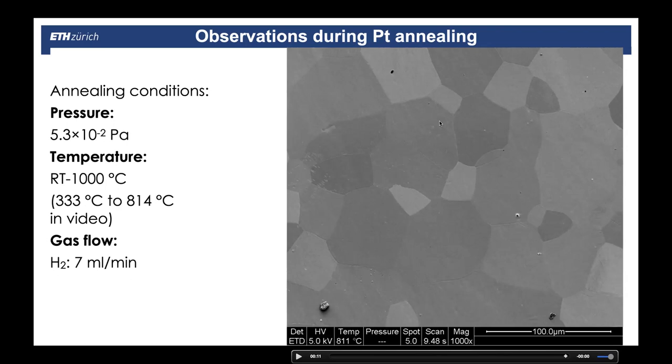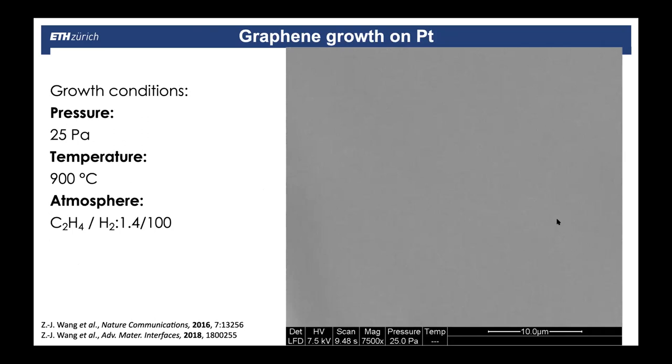Yeah. So this is now zooming in on one grain. That's why you don't see these different grain boundaries. It's just higher magnification. It's a homogeneous contrast from one grain. We are at a temperature not shown, but we're at 900 degrees C. And what we now introduce is again ethylene with a lot of hydrogen, so that it's 1.4 to 100. So 1.4% of ethylene in hydrogen. And I will run the video again with my slider.